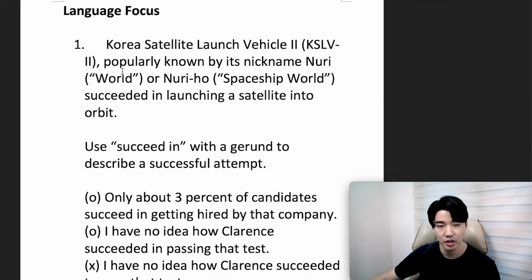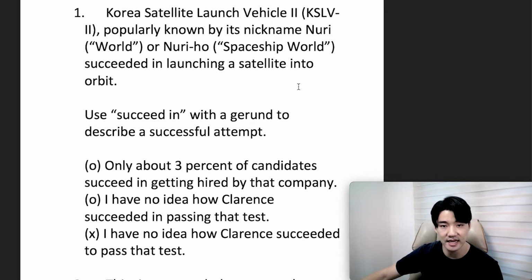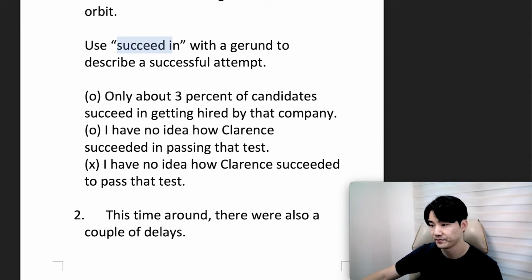Korea Satellite Launch Vehicle number 2, KSLV-II, popularly known by its nickname Nuri, or Nuri-ho, succeeded in launching a satellite into orbit. Okay, so today we're going to focus on "succeed in." Use "succeed in" with a gerund to describe a successful attempt.